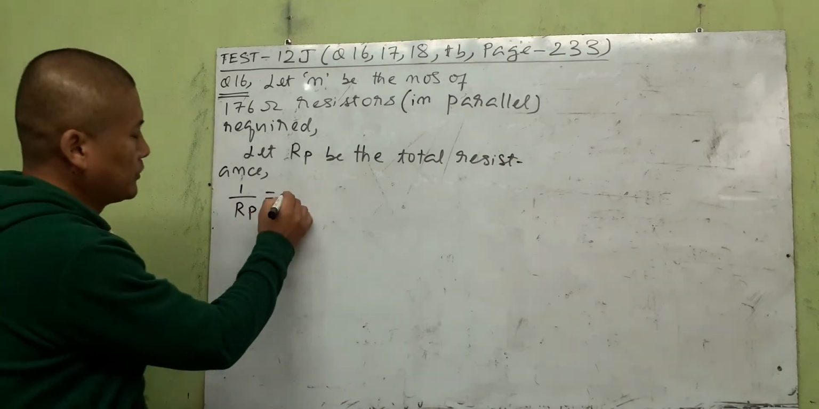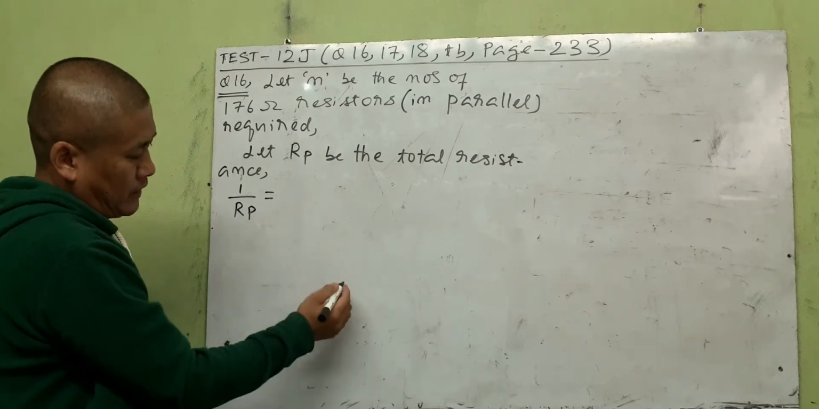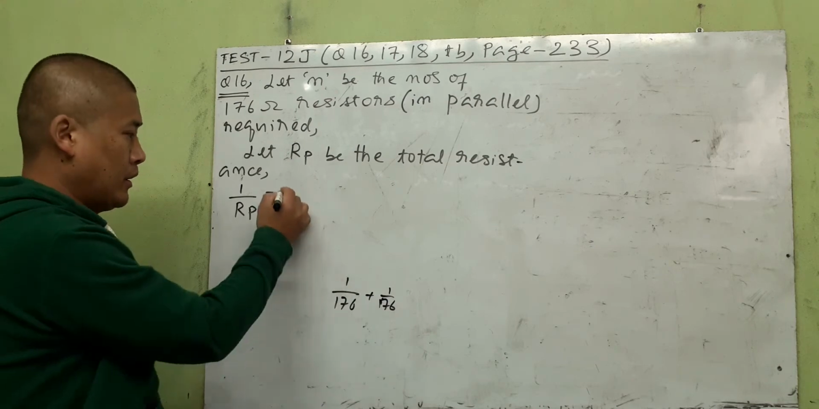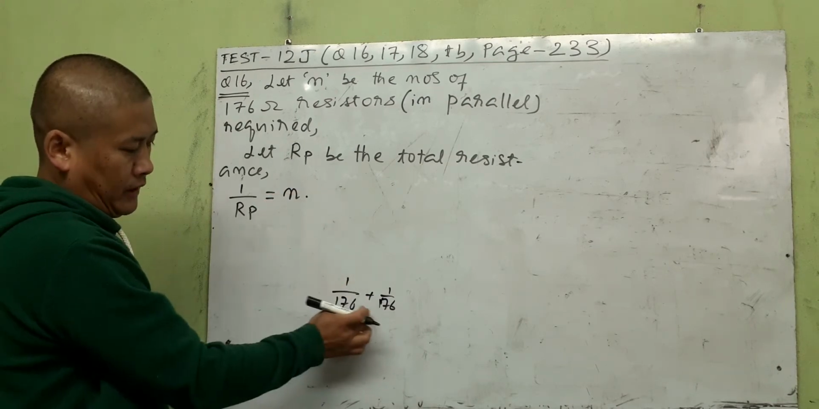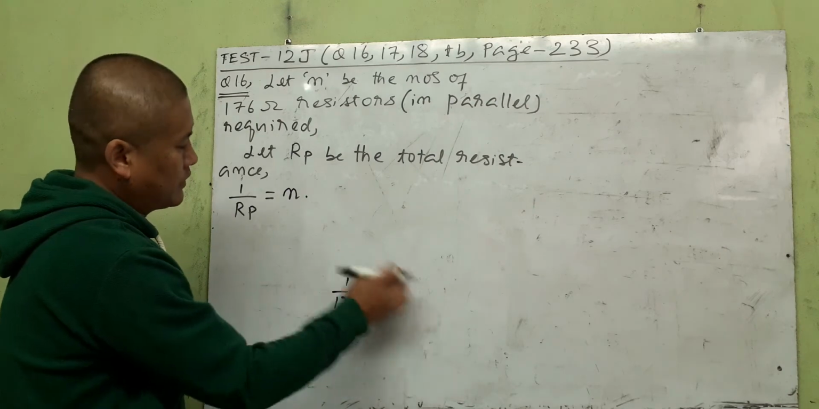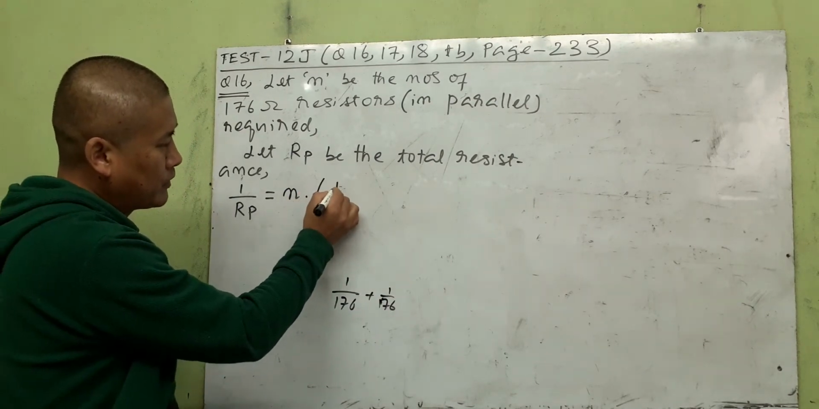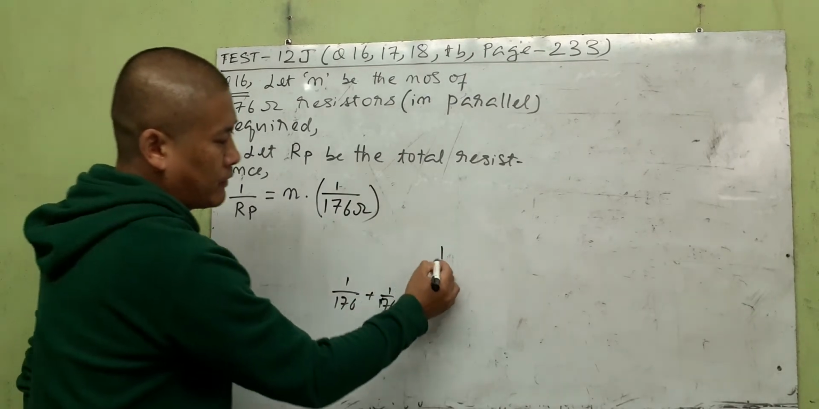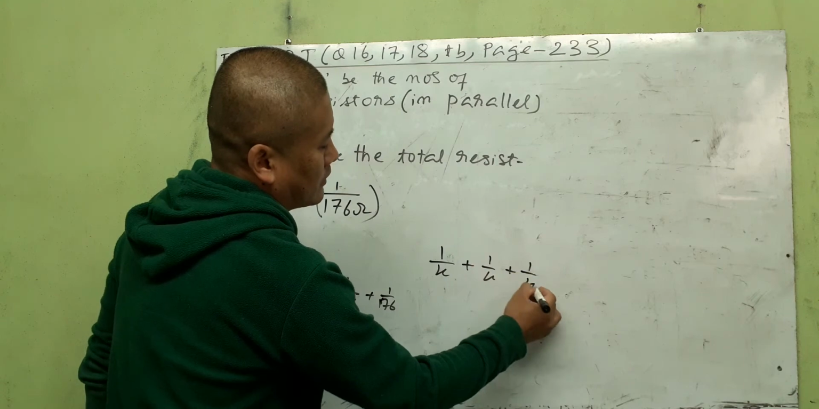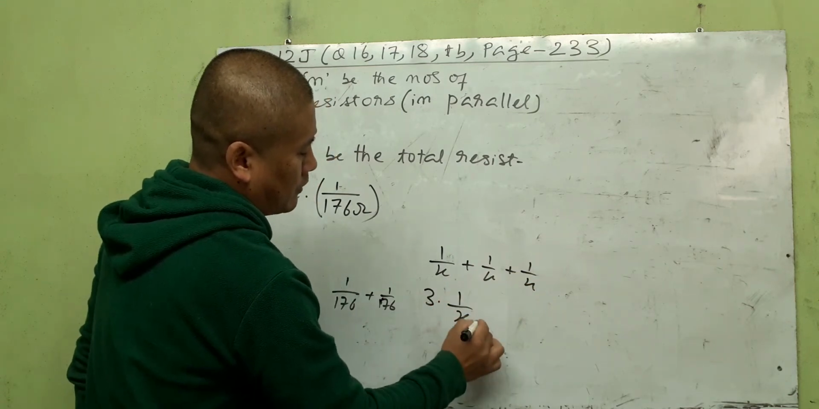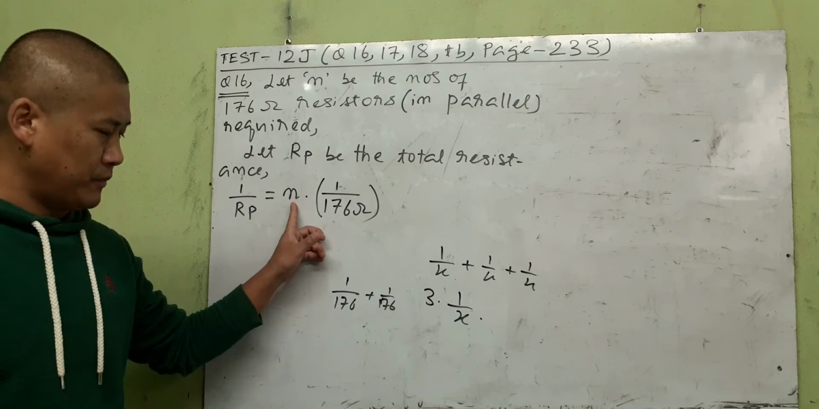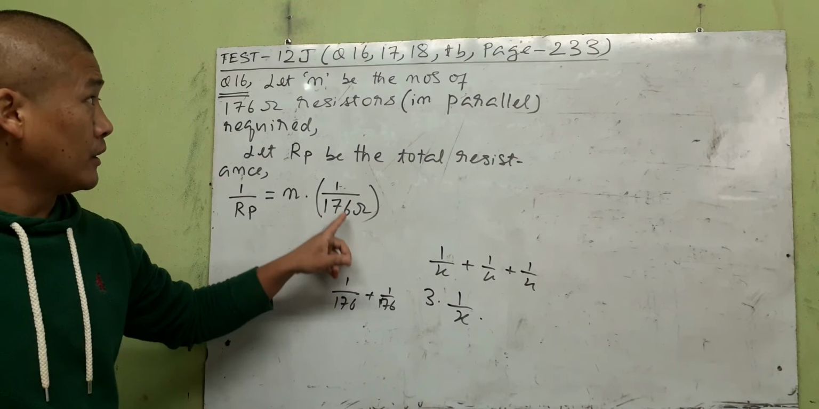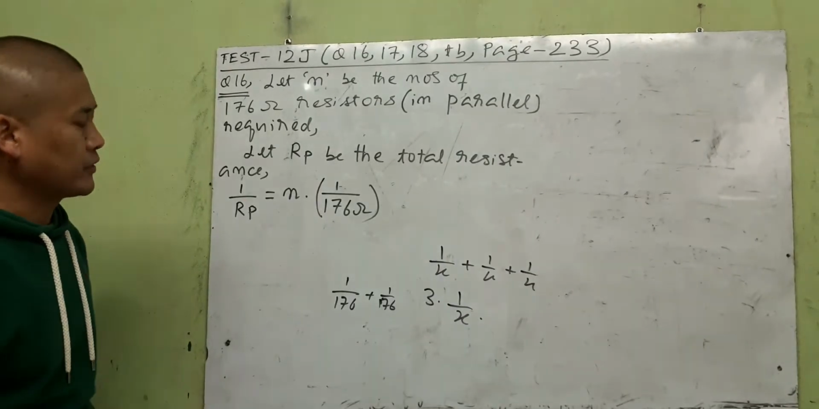1 by Rp will be equal to, how many? Suppose they are 1 by 176 plus 1 by 176. How many, we don't know. So the unknown is now n. If you add this n times, then it's the same as n multiplied by the reciprocal of 1 resistor, right? It's just like 1 by x plus 1 by x plus 1 by x, 3 of them, so 3 into it. Since there are n numbers, n is multiplied by the reciprocal of the one value.